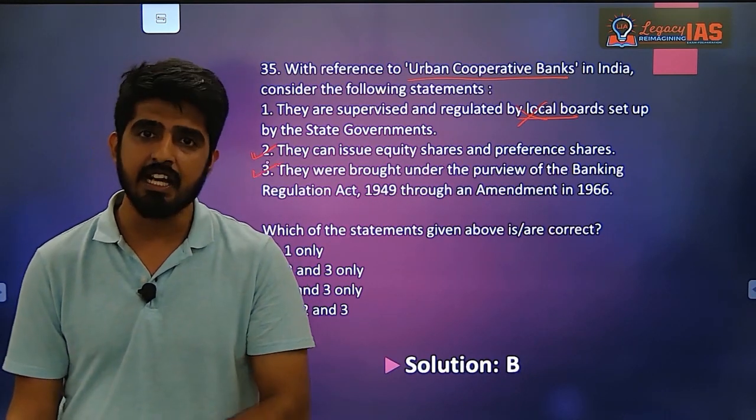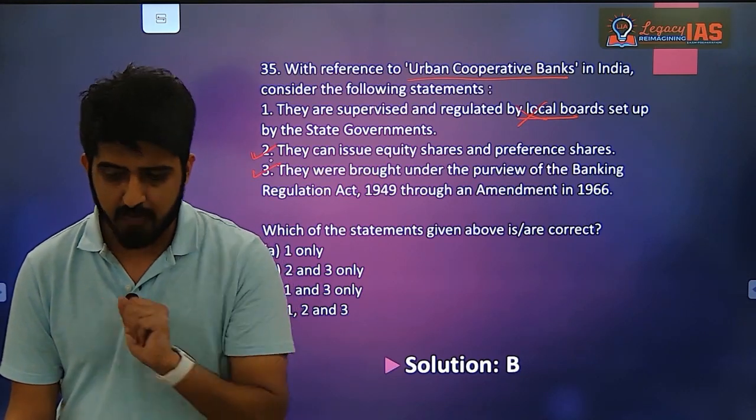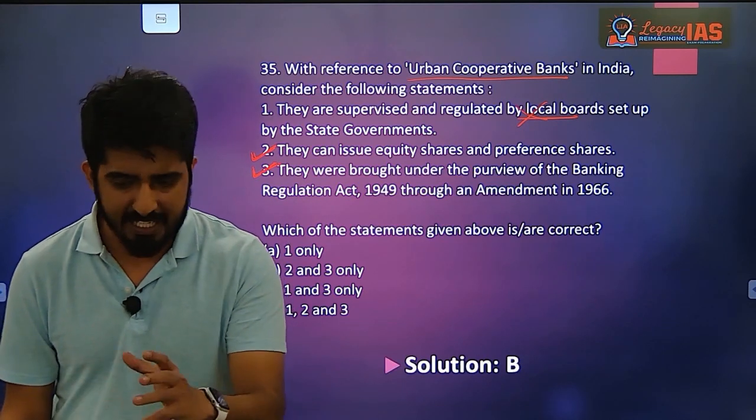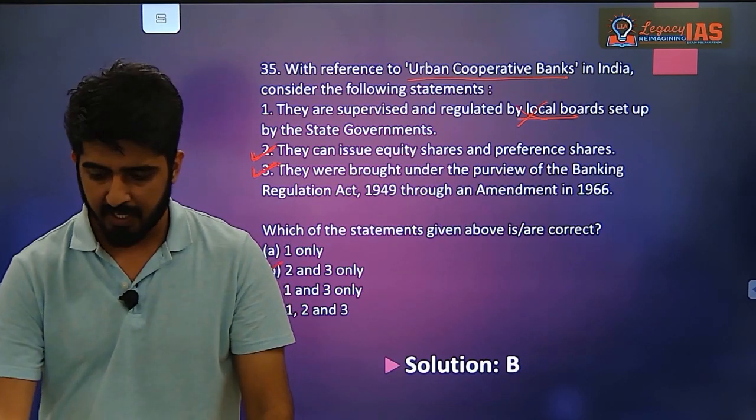Till 66 they were not under the purview of the Banking Regulation Act. So 2 and 3 are absolutely right. One easy elimination, so you are going to go with B.